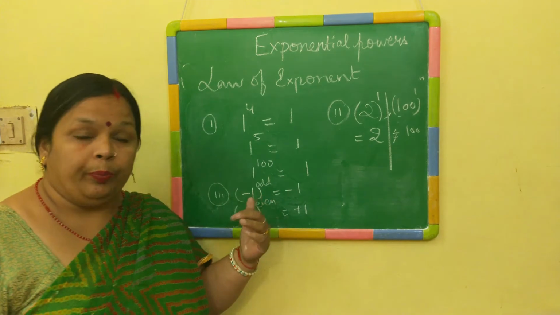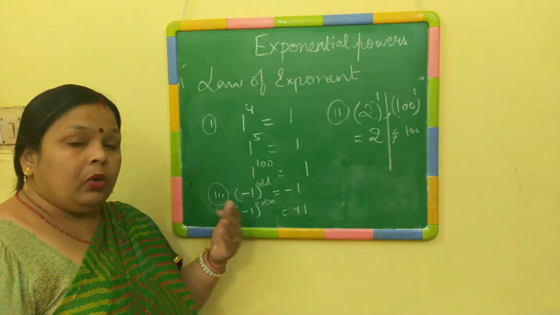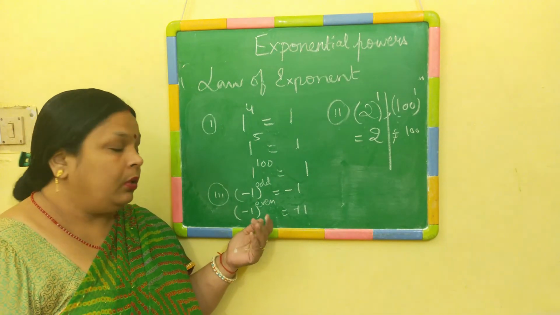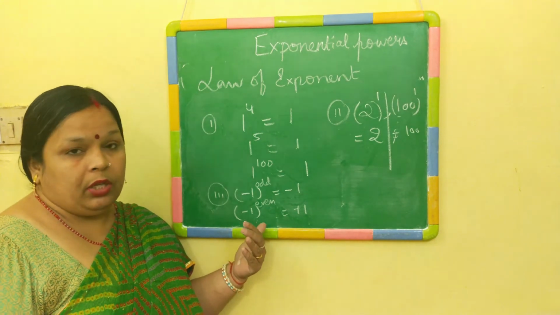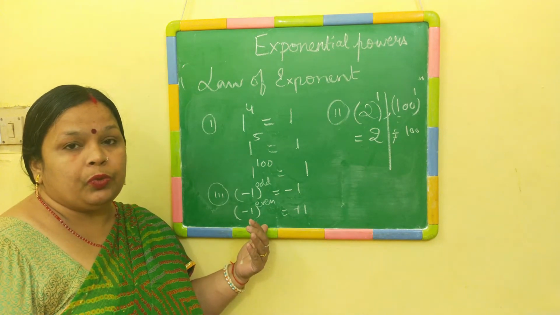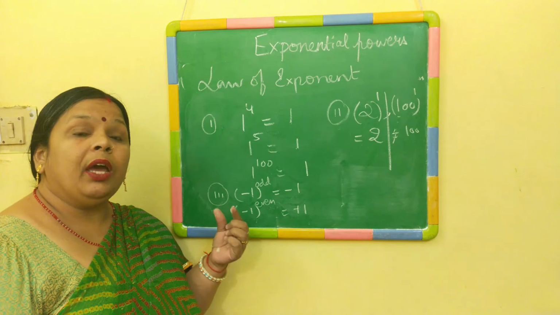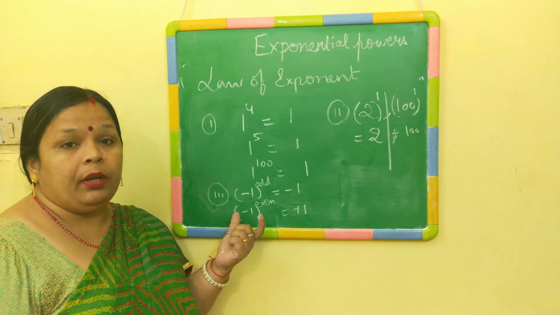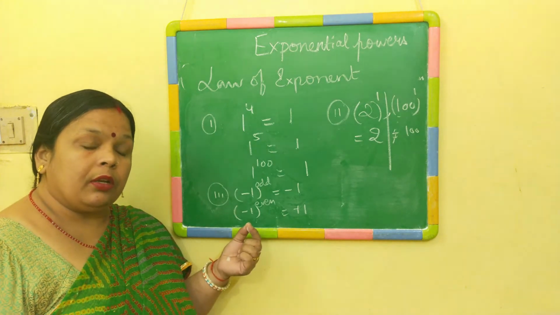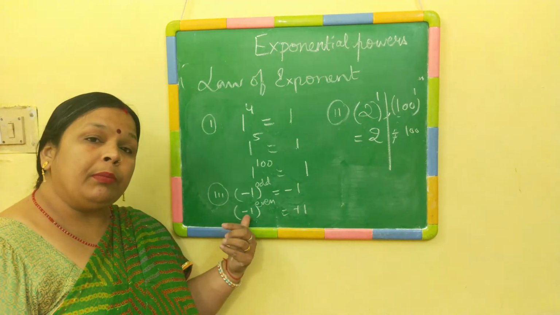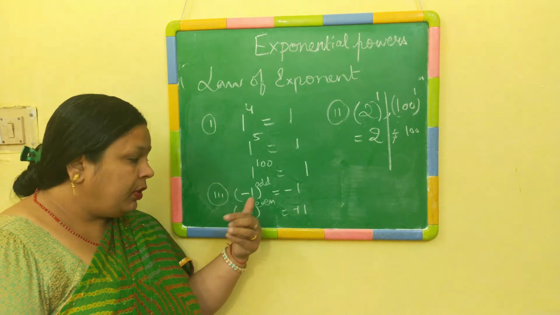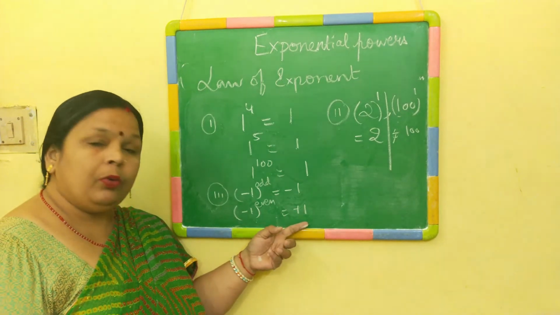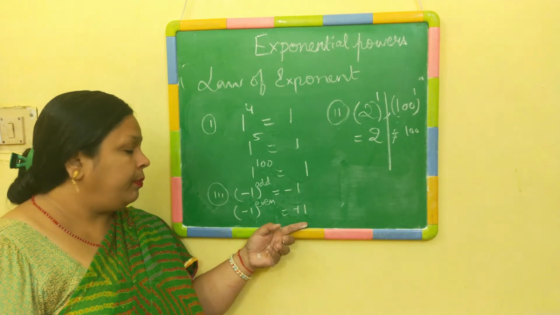Why is it so? If we recall the properties of integers, even means it starts with 2, 4, 6, 8. So we have a pair of 2. Now 2 negatives when multiplied will give you a positive sign. Clear? So that is why a negative base with an even power will give you a positive answer.